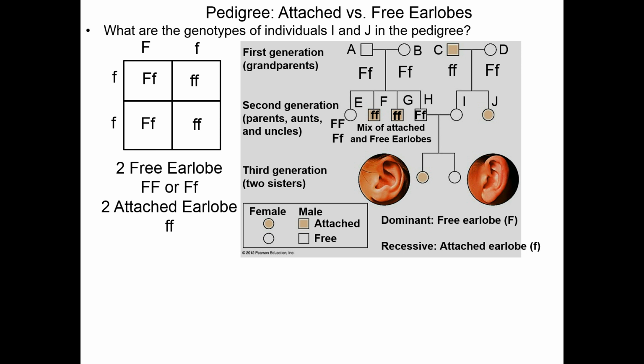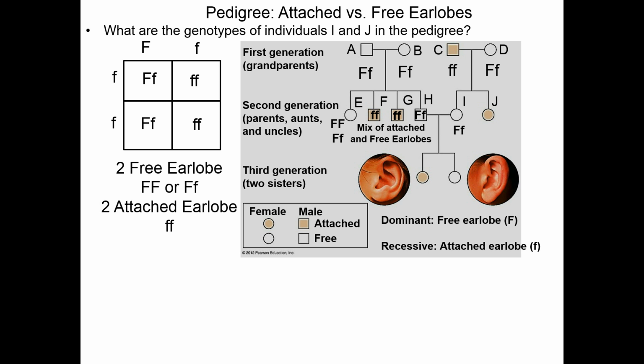Now, looking at individuals I and J. J is affected. She has attached earlobes. So we know that she is homozygous recessive. Now we can look at the product of this cross between individuals C and D. You're either heterozygous or you're homozygous recessive. That makes it easy for us to figure out I. I obviously has to be heterozygous.